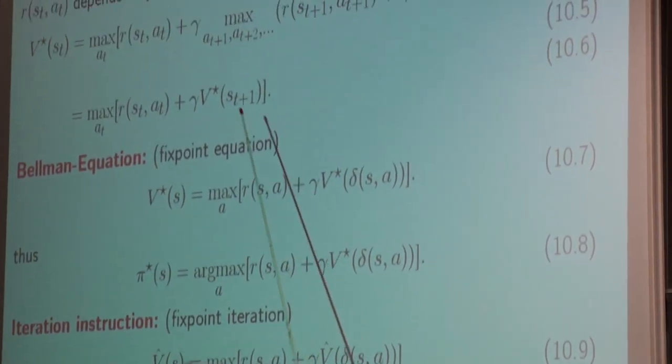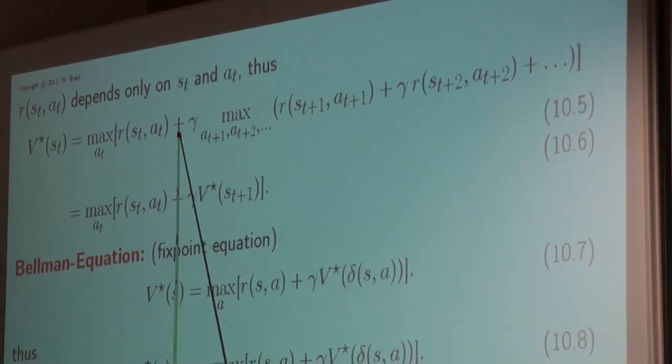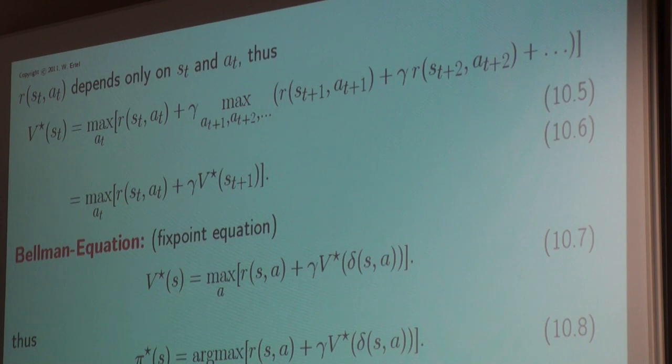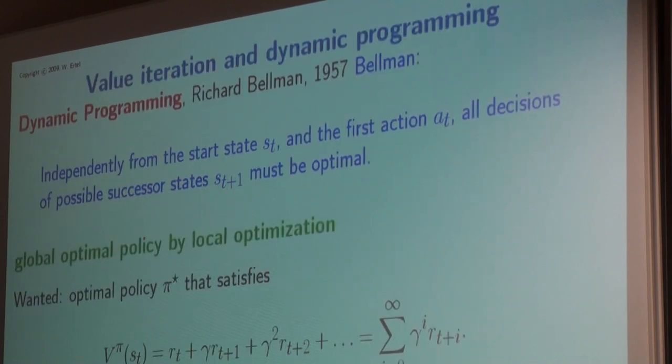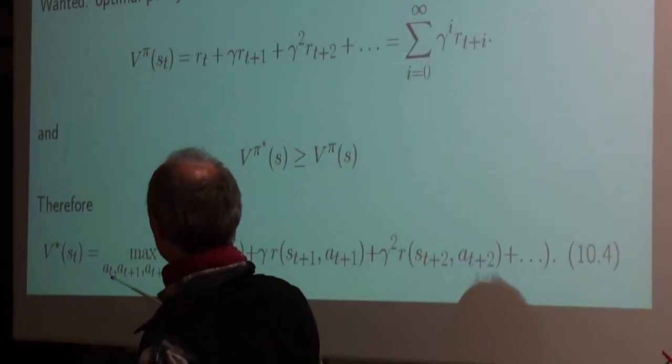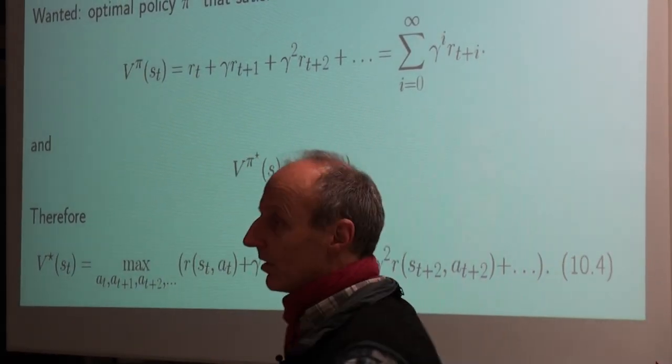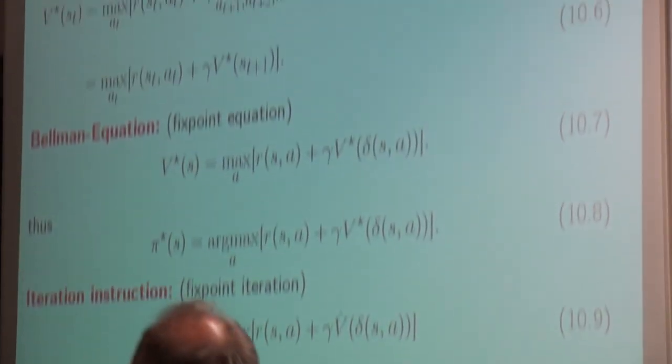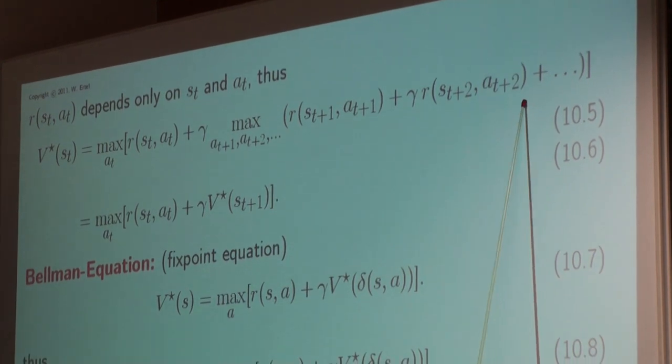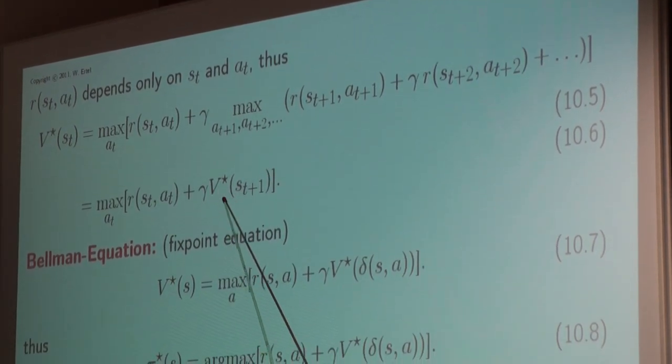But this factor gamma that's missing, that's what we have here. So now this maximum here is the maximum over our value function V star of s_{t+1}. That's it. Look, V star of s_t is this. Now replace t by t plus 1. Replace all t's here by t plus 1. What you get is this. And therefore, we can replace this term by V star of s_{t+1}.